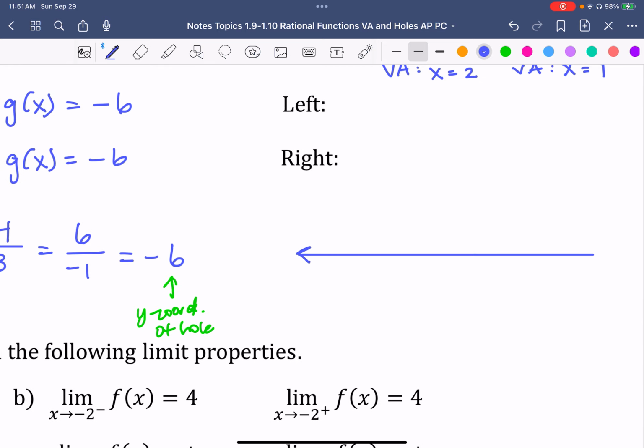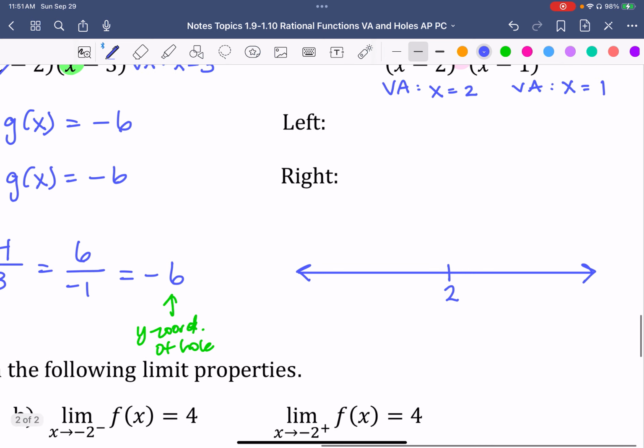So anytime you have a vertical asymptote, you need to create a number line, put the x value of the vertical asymptote that they want. You're not going to put both. I know that there are two vertical asymptotes, but you're only interested in the one at 2, okay? Pick a number really close, such as 1.9 and 2.1.